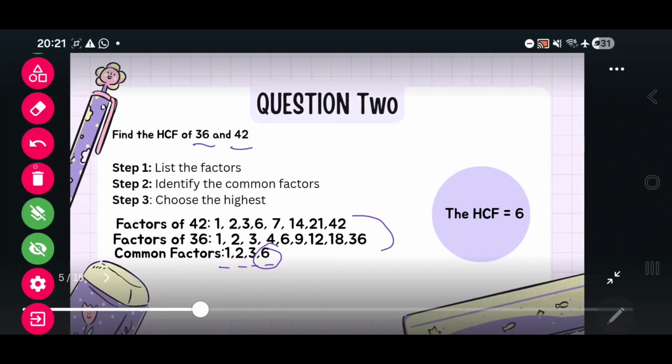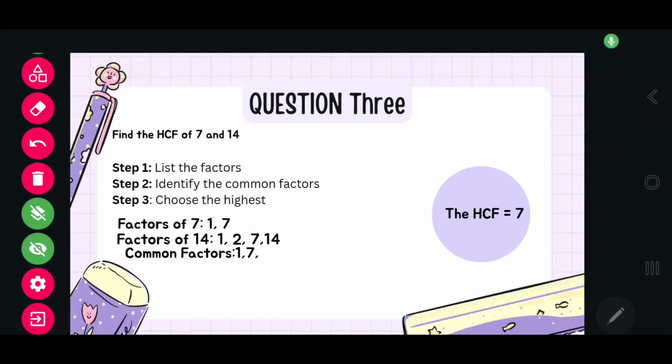Okay, so let's move on to our next question. It's asking us to find the HCF of 7 and 14. Step 1 is to list all of the factors, which we have done here. Factors of 7 would be 1 and 7, and factors of 14 would be 1, 2, 7, and 14. Now we have identified our common factors, which would only be 1 and 7, and we have to choose the highest, which would be 7.